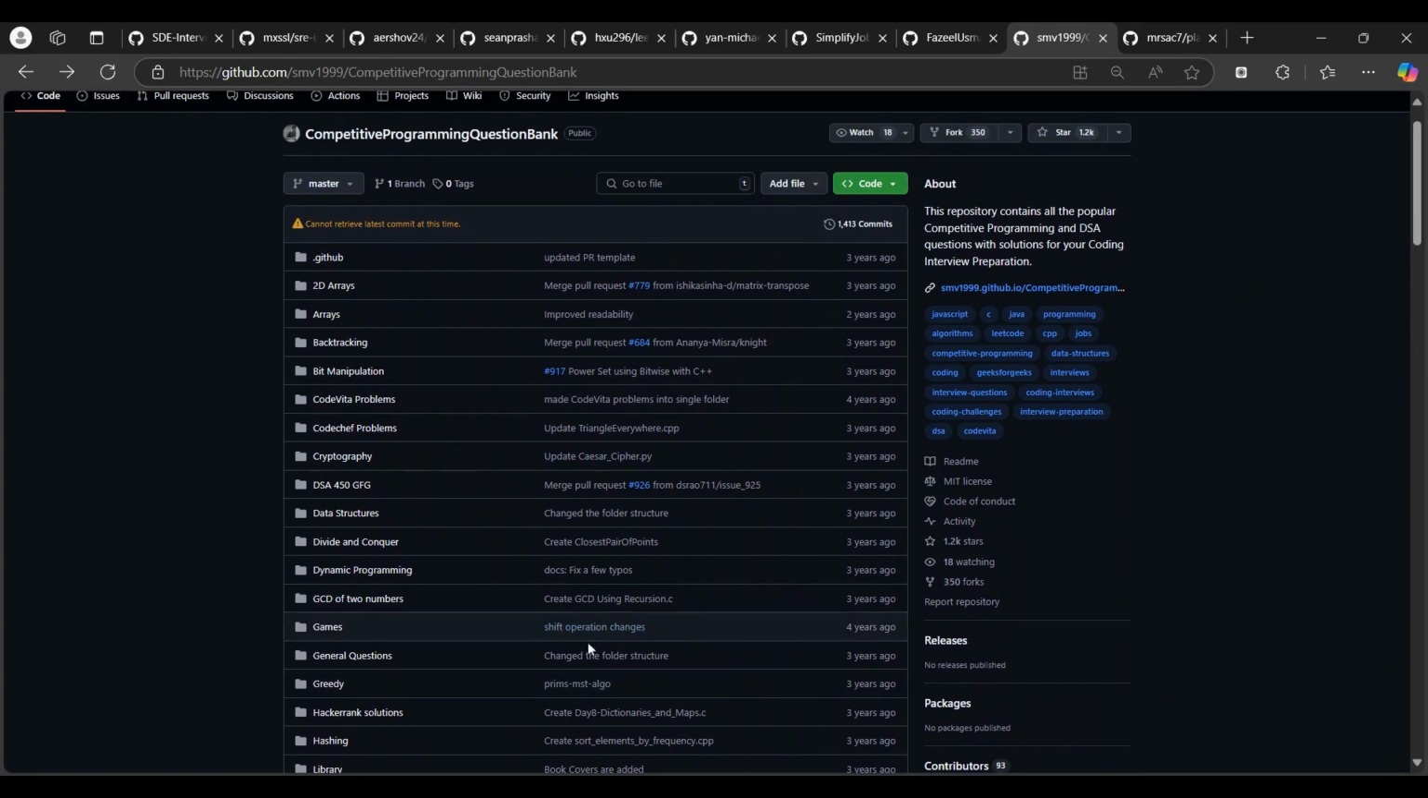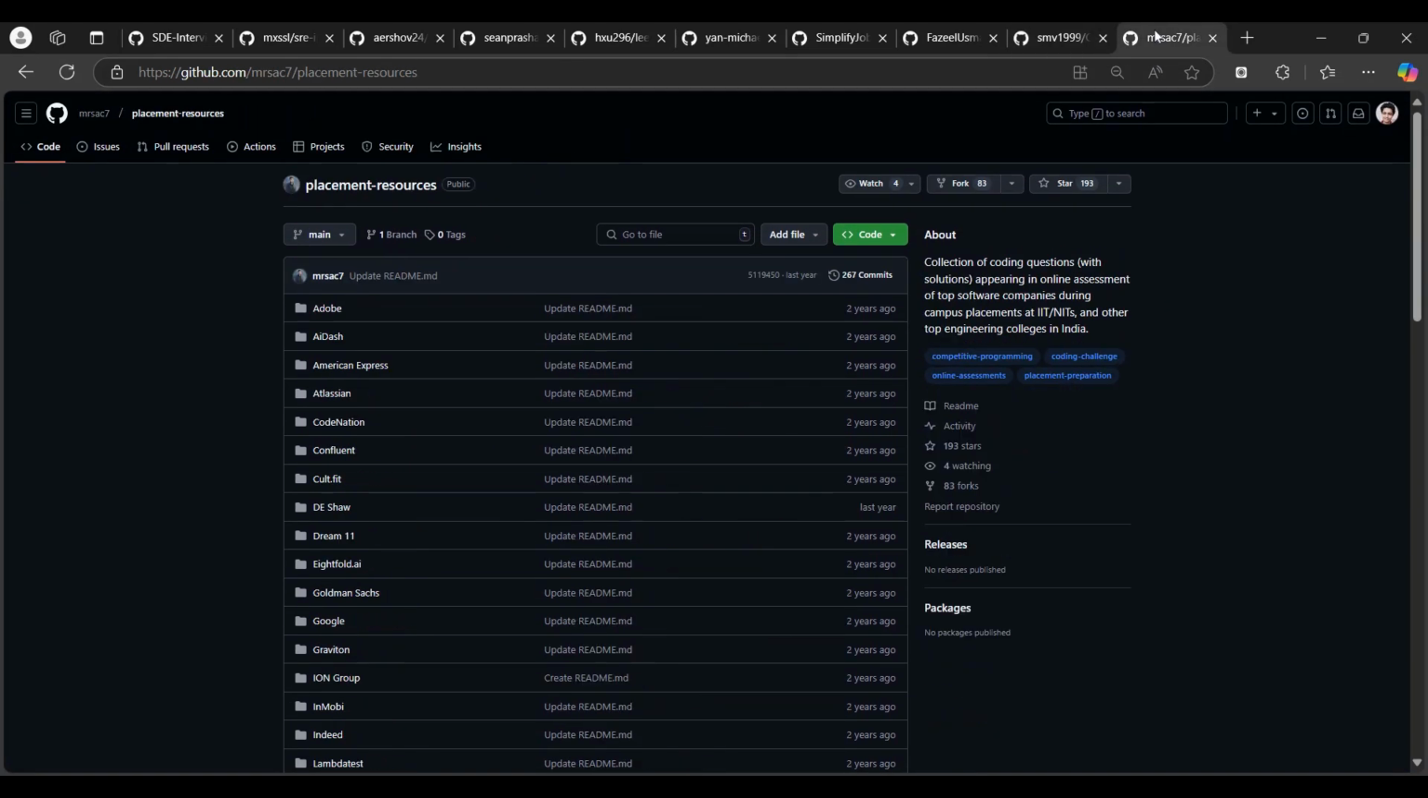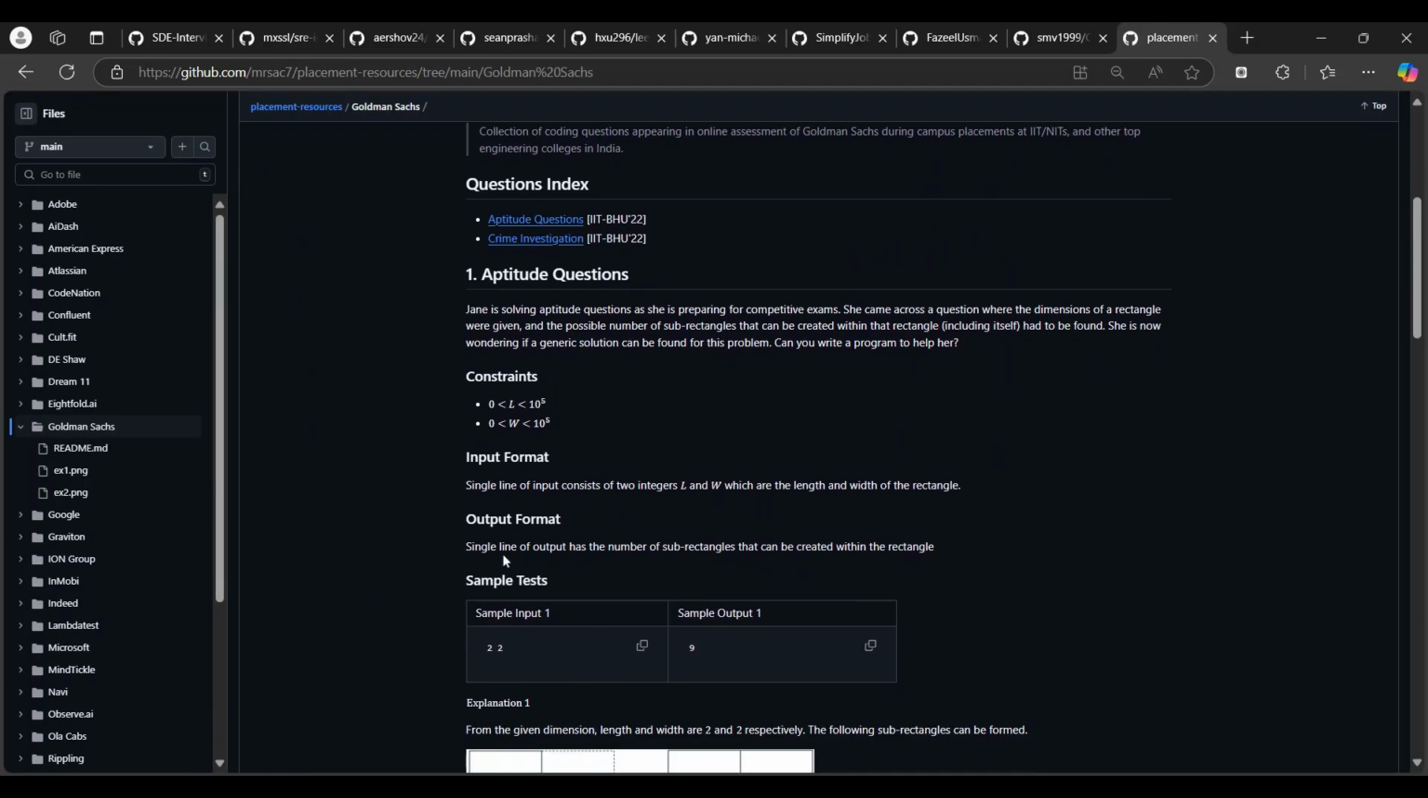So moving forward to the next GitHub repo, it is MRSec7 slash placement resources. Again, if you are preparing for placement, this is a GitHub repo that will be really helpful for you, right? Specific to companies, they have listed questions: Adobe, Airbus, American Express, Atlassian, Confluent, Cultfit, Goldman Sachs. So if you are targeting Goldman Sachs, these are the questions.